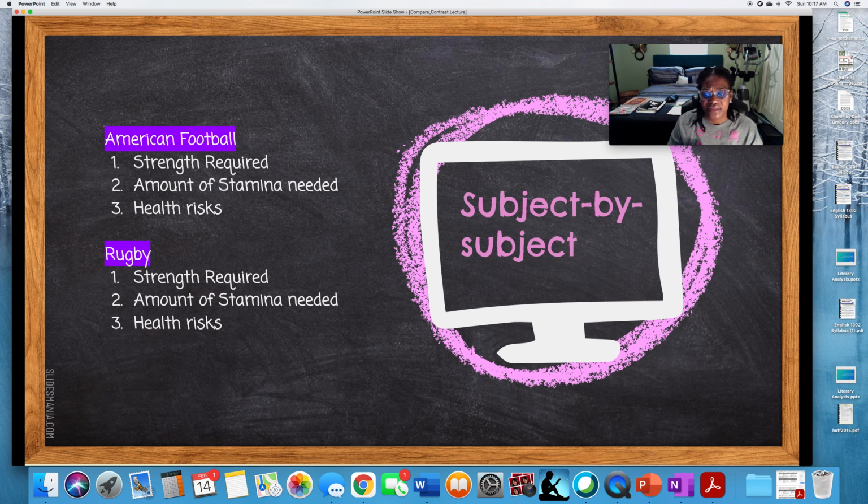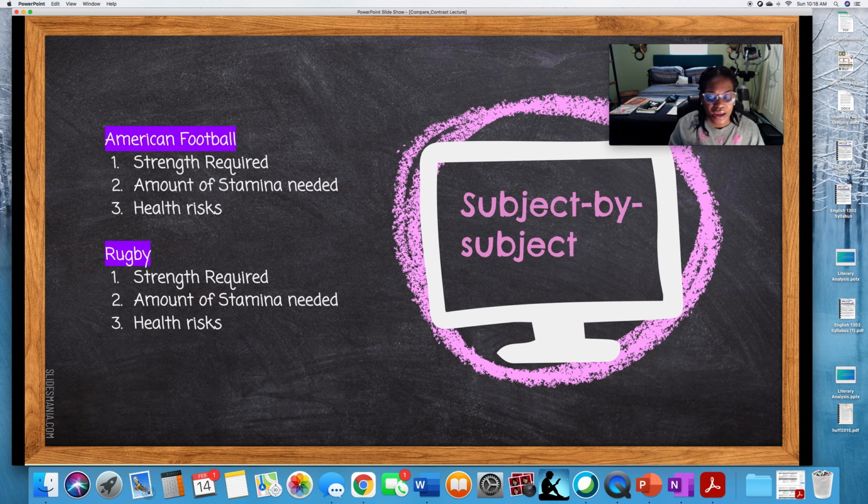Here's a sample of what a subject by subject would look like, just a visual to give you some idea. For the subject by subject, I would focus the first part of my paper on American football. I'll have a paragraph on strength, a paragraph on stamina, a paragraph on health risks, all for American football. I would move to rugby, and then I would do the same thing. I'll have a paragraph on strength, a paragraph on the stamina, a paragraph on the health risks. And then my conclusion would again focus on both subjects.